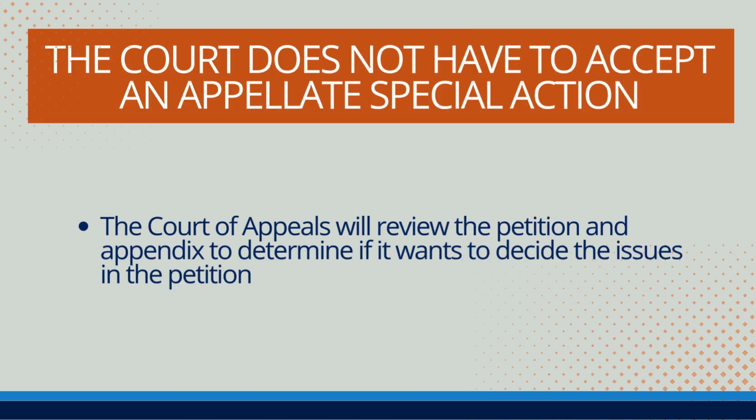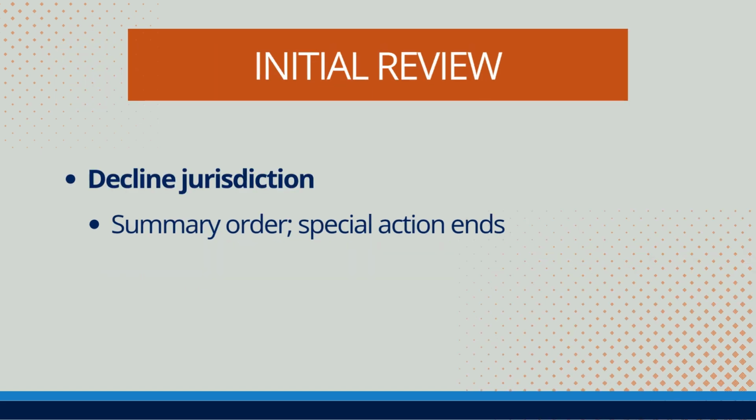The Court of Appeals does not have to accept an appellate special action. It will review the petition and appendix and determine whether it wants to decide the issues raised in the petition. The video called Things to Know About Appellate Special Actions explains the things the court will look at to make this decision. If the judges decide not to take the case, they will decline jurisdiction in a summary order, and the special action ends. Or the judges may allow the other party to respond to the petition.